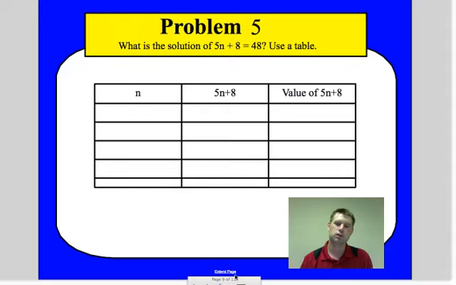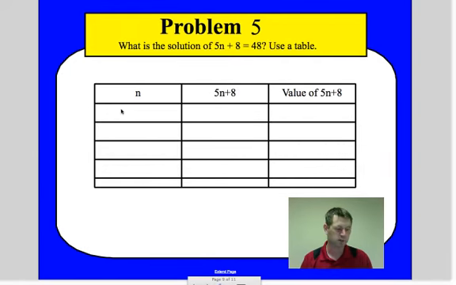So what is the solution of 5n plus 8 equals 48? We want to use a table in this case. When we're making a table, really what we're doing is trying to get some approximations. We're kind of playing that high-low game that you might have played. You pick a number and then you say higher or lower. It's kind of what we're doing.